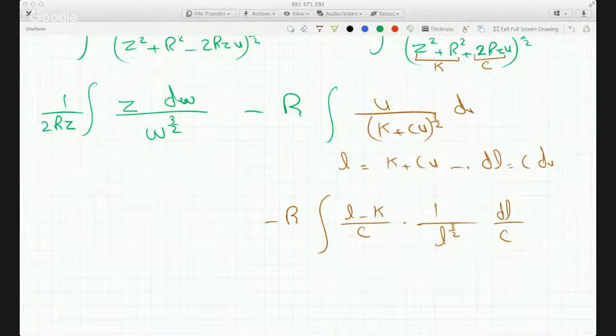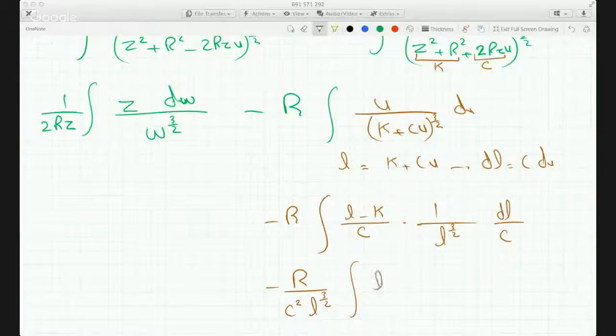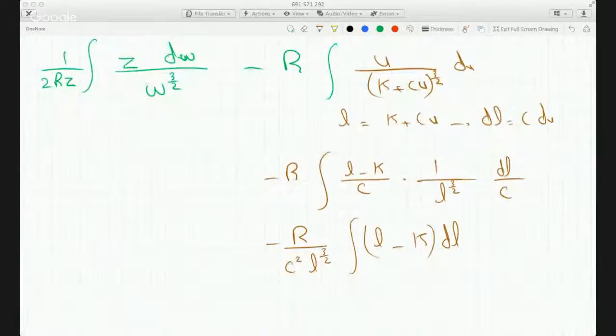Okay, so this is very straightforward. This becomes minus r over, I'm going to bring the constants out, c squared l to the 3/2, integral of l minus k dl, which again is a straightforward integral. Oh wait, I couldn't have taken this out, yeah? This is l over 3/2, and this is l over 3 over 2.